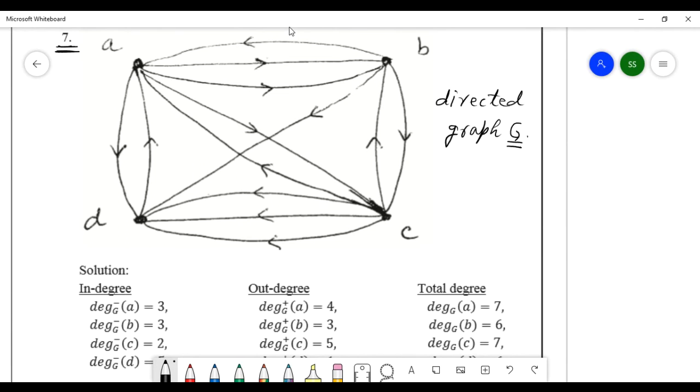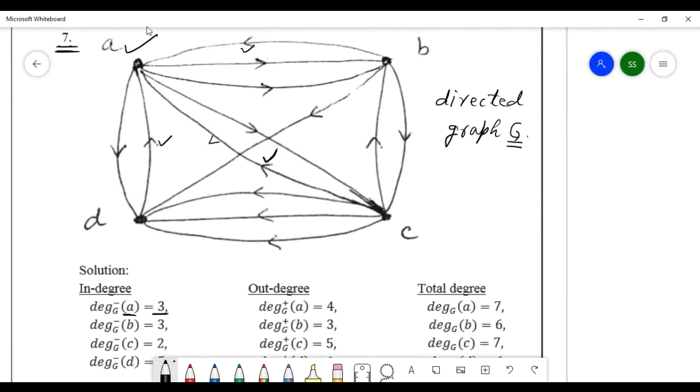So first you see here this vertex A. The in degree of vertex A: how many edges are coming? Look over here. This coming 1, this coming 2, and here this coming 3. Total 3. Take it. Is it clear or not? Another coming, another coming, another going towards A.